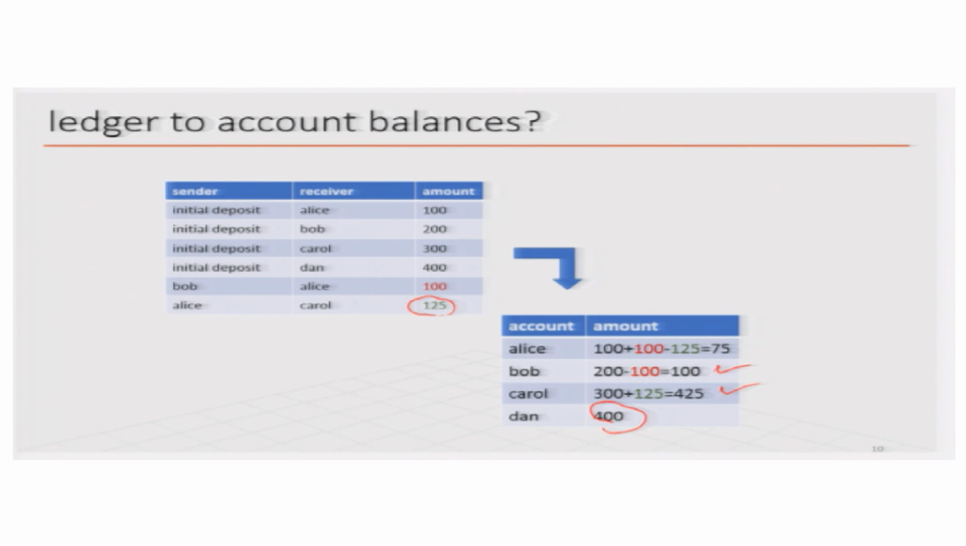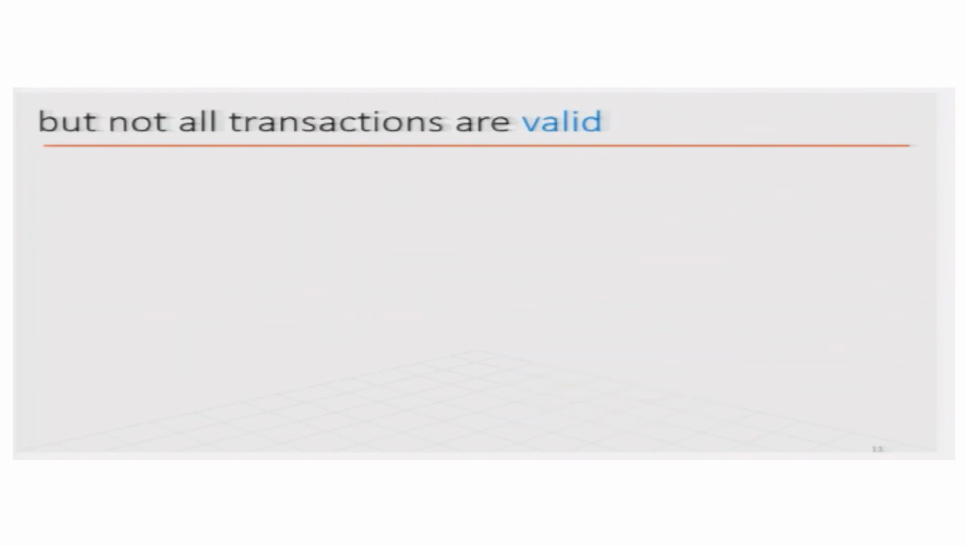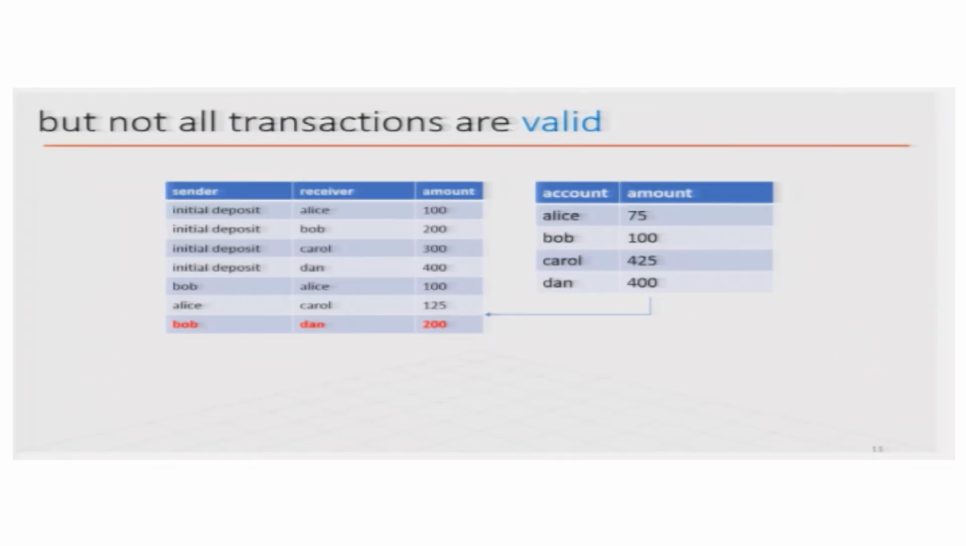So, it is better to keep the transactions in the ledger than the account balance, because the account balance is going to lose information. Now, when I try to do a transaction, as we spoke about in the earlier lectures, not all transactions are valid. For example, suppose at this point Bob wants to give Dan 200, but Bob has an amount of 100 after all the transactions he has made earlier. So, if he tries to give 200 to somebody like Dan, then that transaction will not be valid, because he does not have 200 at this point.